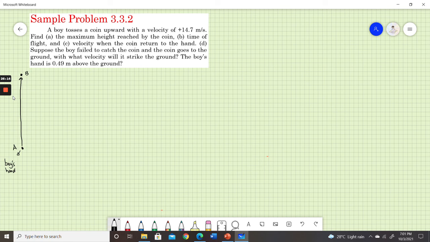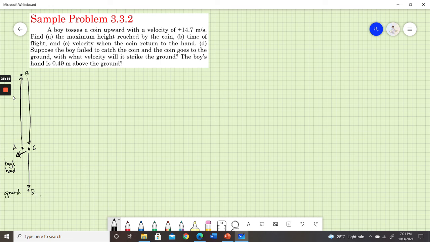Okay, and then find the maximum height, time of flight, and the velocity of the coin as it returns. And then afterwards, the coin returned to the boy's hand. So let's use this as C. It returned to the same point, the same hand of the boy. And for D, instead of catching it, it went on the ground. So that's what's happening in this problem.